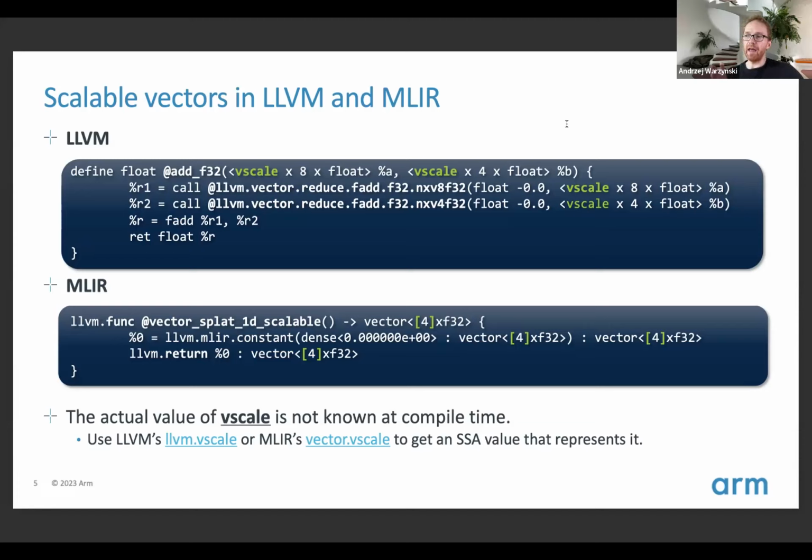Now, you don't know what the value of v-scale is at compile time, and this can be a bit counterintuitive. But you have access to this LLVM v-scale intrinsic, or vector.vscale up in the vector dialect in MLIR, that gives you an SSA value that represents the scaling factor, and that's all you need. Everything else just works as if you had access to that value. So that's really the main difference.